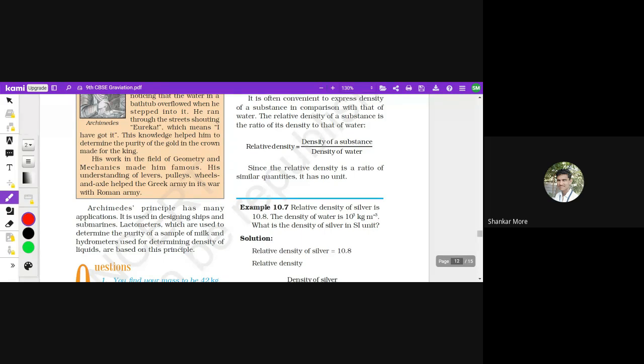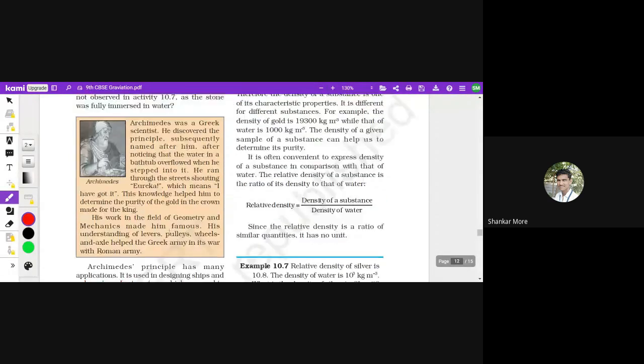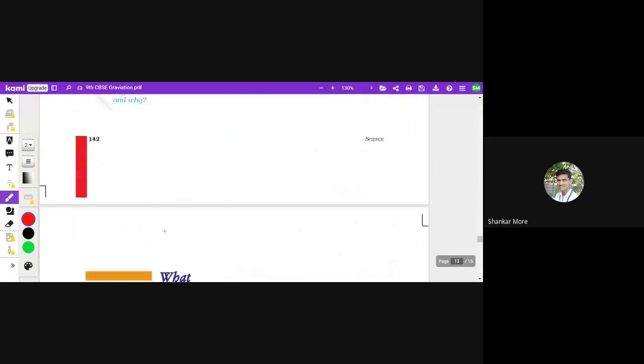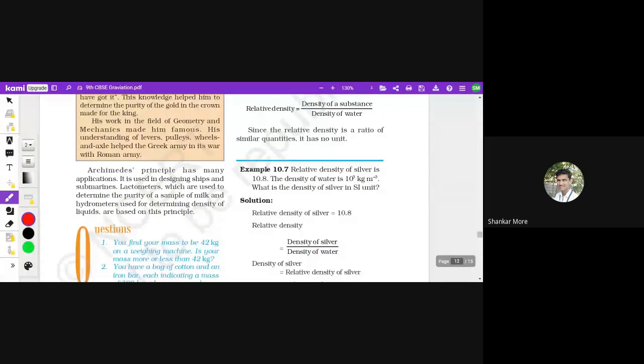Okay, so today's homework for you. We have some topics to cover here, but before we call off the class, I just wanted to let you know your homework. You will try to find out the principle of the lactometer. Do you know what a lactometer is? A lactometer is a device which is used to determine the purity of milk, meaning how pure that milk is.